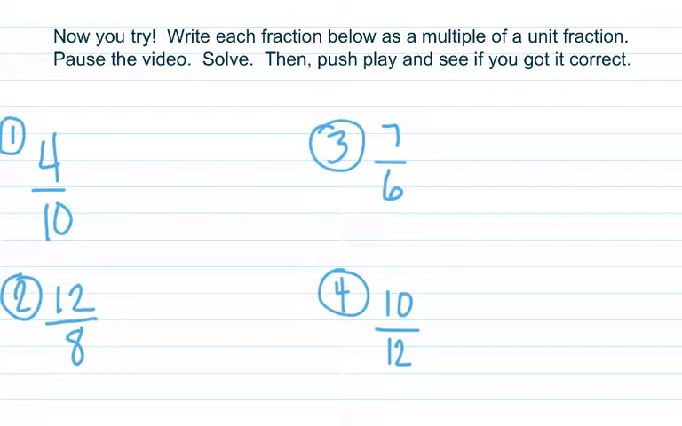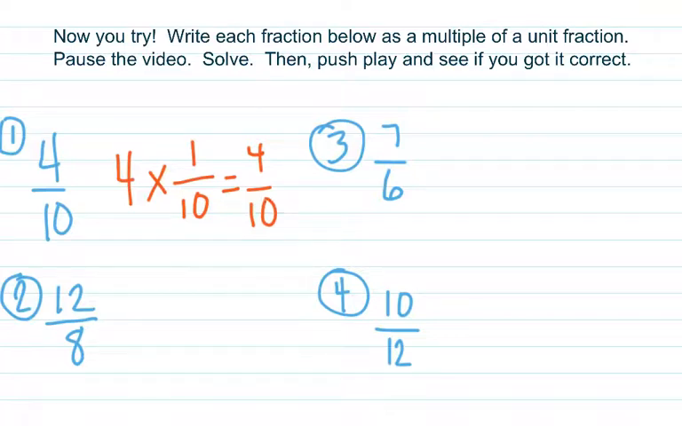To write 4/10 as a multiple of a unit fraction, we would first need to know what is the unit fraction. So for 4/10, it would be 1/10. And then I think to myself, how many of those do I need to get to 4/10? So the correct answer would be 4 times 1/10 equals 4/10.